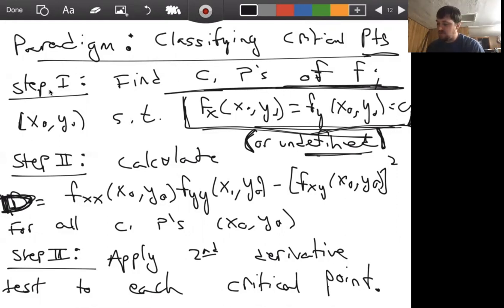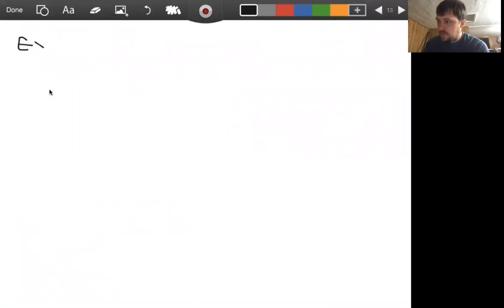The next step is to calculate the discriminant for all of these critical points. So you'll find the second derivative with respect to x twice, with respect to y twice, and then the mixed partial. And then you'll calculate this value for every critical point. Then you use all these values of the discriminant along with their second derivatives with respect to x at the critical point to apply the second derivative test. So let's see an example.